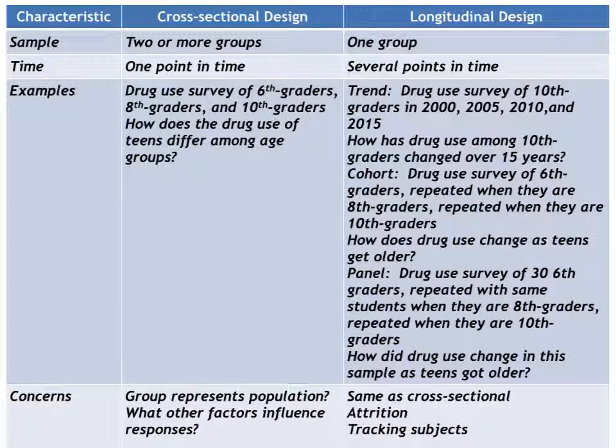Also, you can see why people tend to do trend analyses. But with a cohort, you've got to accept that some kids will come and some kids will go with that cohort group when you repeatedly go back and test them. And then tracking the subjects can be really, really difficult, especially if you try to do a panel analysis.